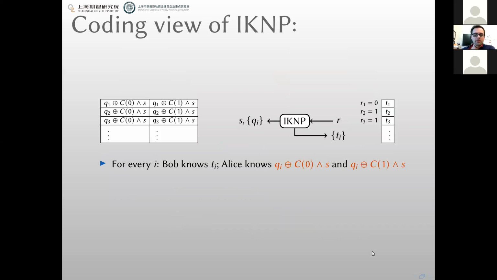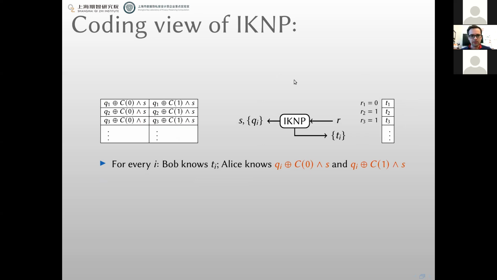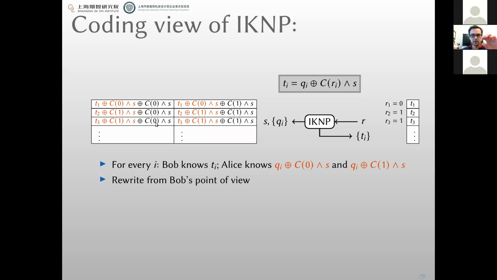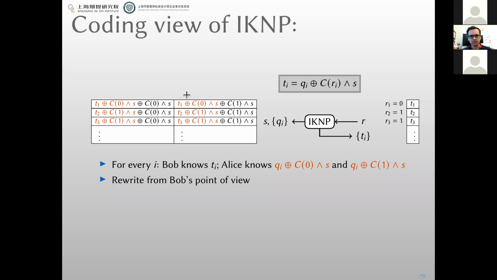Okay, so if we keep going through the rest of IKNP, Alice and Bob start out with these Q's and T's. Alice should compute this weird looking thing: Q_i XOR code word of 0 AND S, and Q_i XOR code word of 1 AND S. Those are two things that she can compute, and Bob's value is one of them. This is what Alice does. Now instead of thinking in terms of Q's, I want to think about it in terms of the T's from Bob's perspective. So I replace every Q with a corresponding T using this equation, and I get this ugly looking expression.